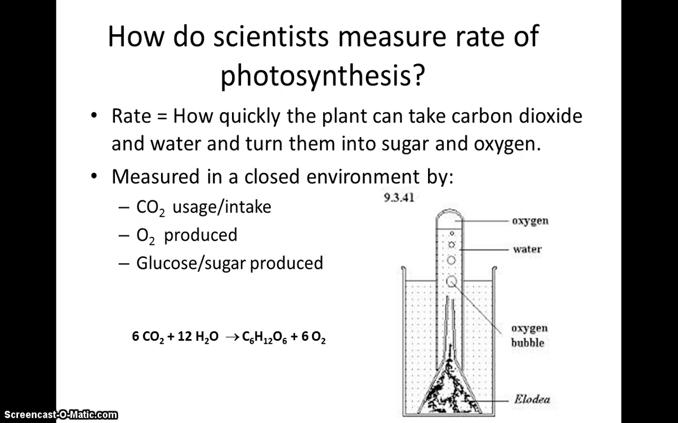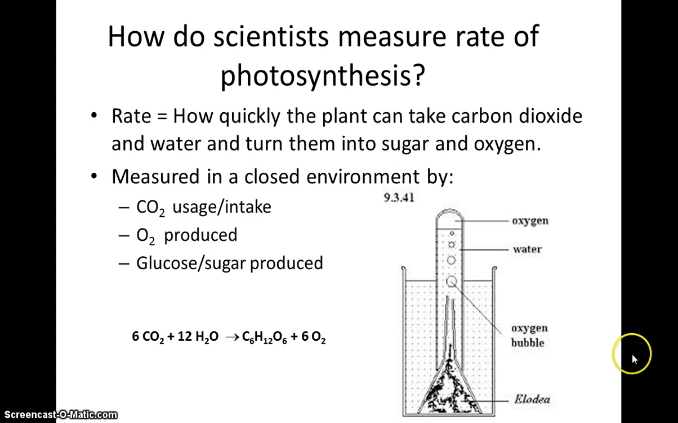The only way that you can really do this scientifically is to create a closed environment with the plant. Then you'll either measure CO2 usage or intake from the closed environment, or you can look at oxygen that's produced. The other thing people sometimes do is take a leaf punch over time and see how much glucose or sugar is being produced.